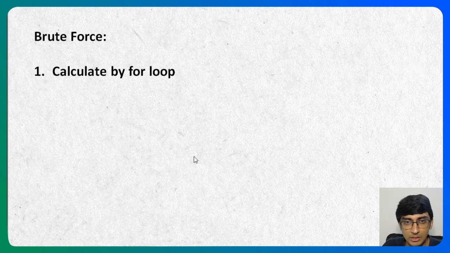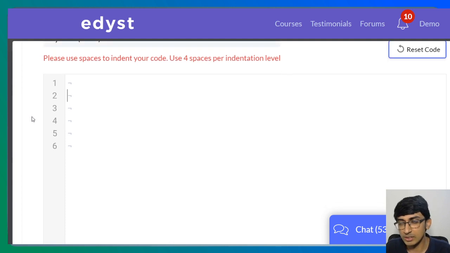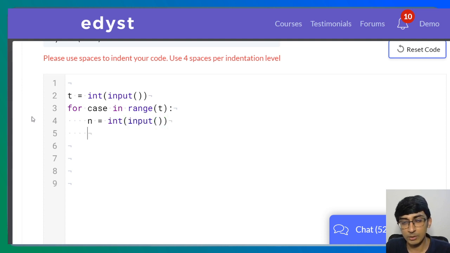For those of you who are new here, let me show you by actually trying it out with a simple brute force approach. Let me open it up on the Edyst platform and show you. I'll do it in Python because it's very easy to understand in the pseudocode way, but depending on your programming language, you can also do it. So I'll take t is equal to input. Let me keep it small t. For case in range t, I'm going through all of the possible cases. Let's take n as input, n is equal to input. Once I took this, what am I going to do? I'm just going to find that basic pattern. And what is the basic pattern?